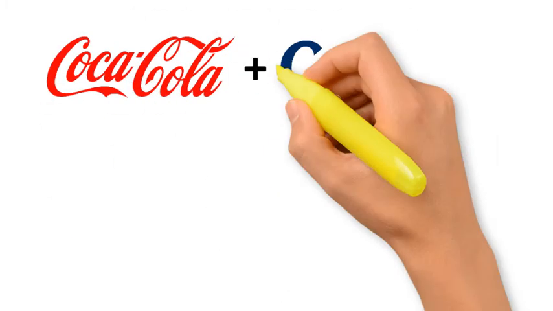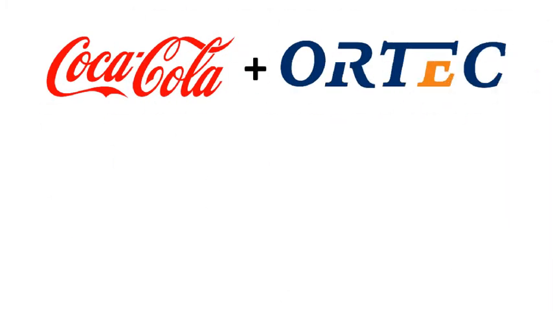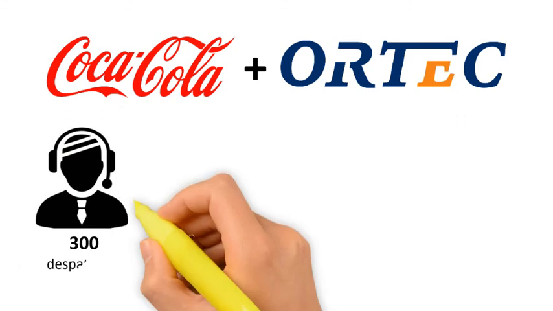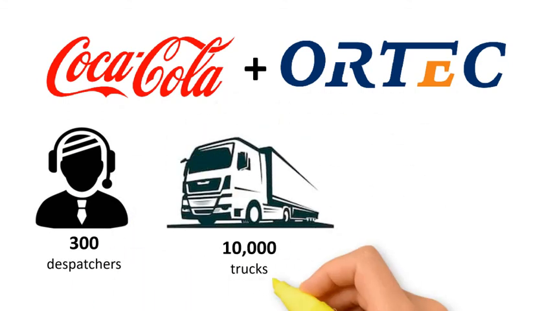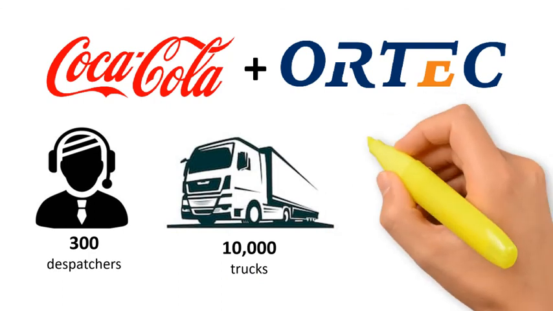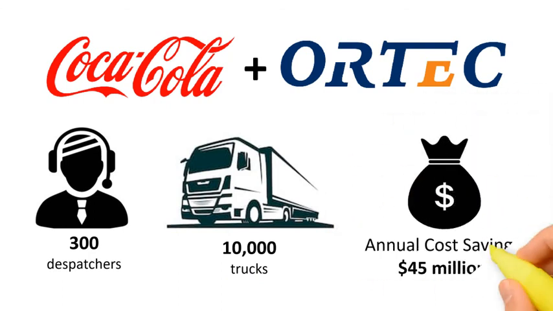In 2004 and 2005, CCE implemented Autotech's vehicle routing software. Today, over 300 CCE dispatchers use this software daily to plan the routes of approximately 10,000 trucks. They realized an annual cost saving of $45 million and gained major improvements in customer service.